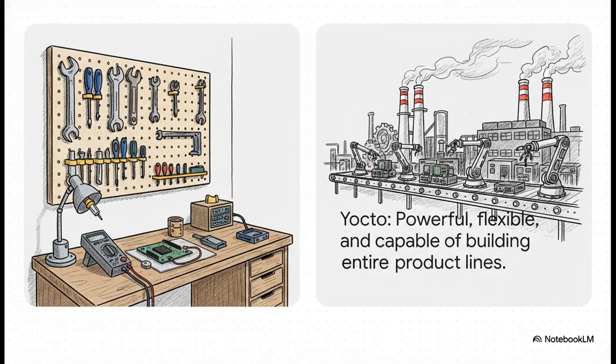Let's try an analogy, because it really helps here. Think of Buildroot as your own personal workshop. It's lean, it's efficient, you've got just the right tools for the job you're doing right now. It's fast, it's simple. Yocto, though, Yocto is like a giant, sprawling industrial factory. It's built to handle massive, complex operations, churning out entire product lines where maybe the cars share an engine but have different bodies. You get the idea?